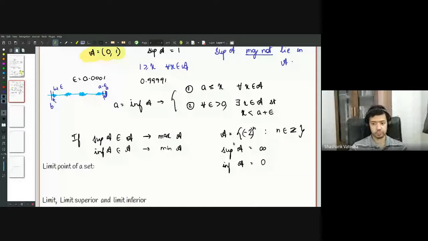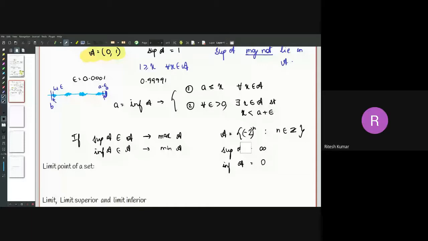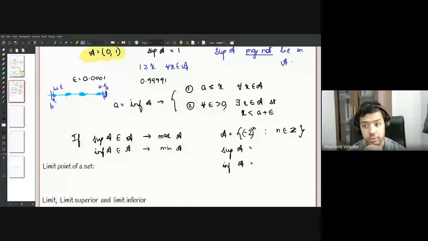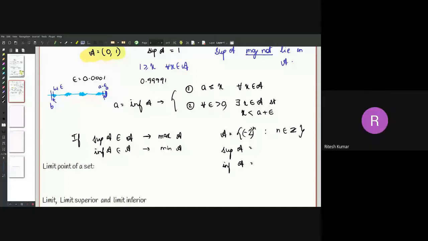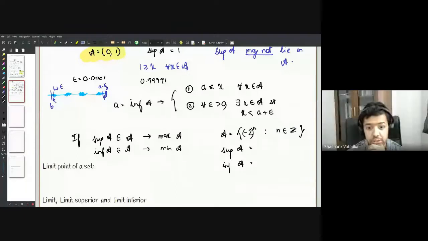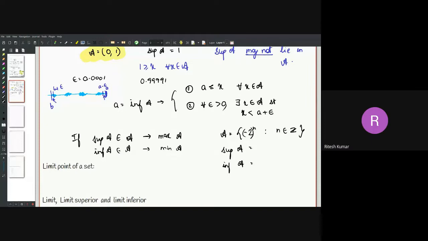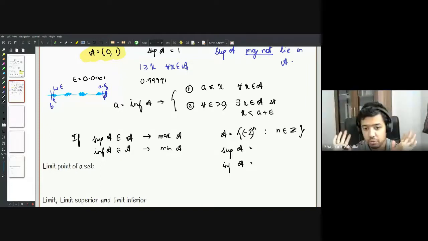So what is the supremum of A? Sir, it will not be defined. Why is it not defined? Sir, it will depend on n, whether it is odd or even. It's okay, right? So it's a set. Remember, we're not talking about sequences. This is just a set of all numbers which can be written as (-2) raised to the n. And we just want to know what the supremum and the infimum are.